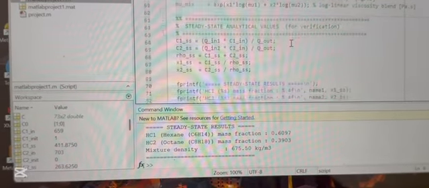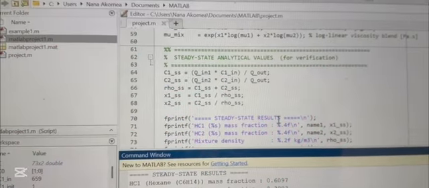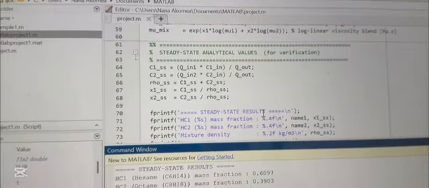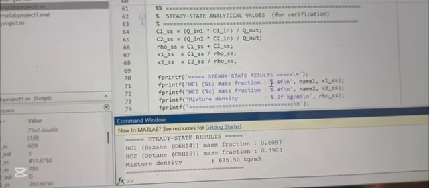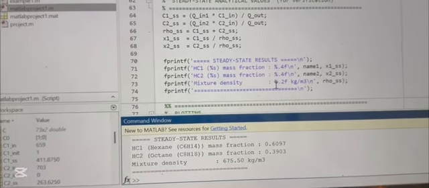Steady state analysis value. This is because MATLAB uses a differential equation to solve the problem, and we need the analytical values at steady state to be able to solve. So if both of them have the same answer, then it means that our approach was correct.